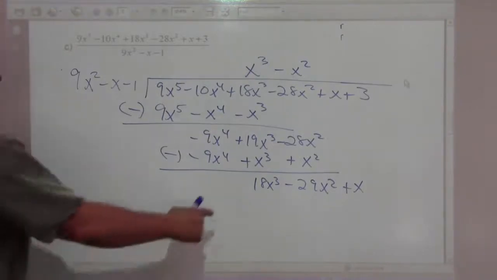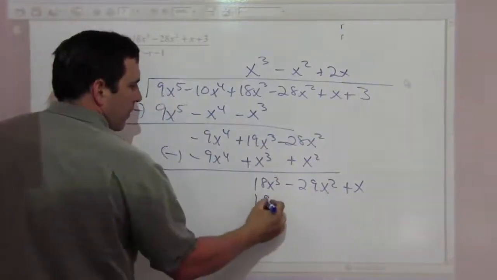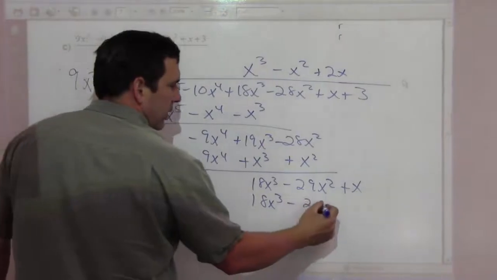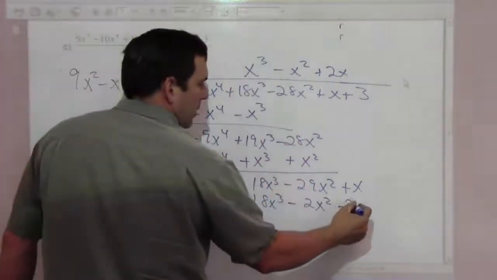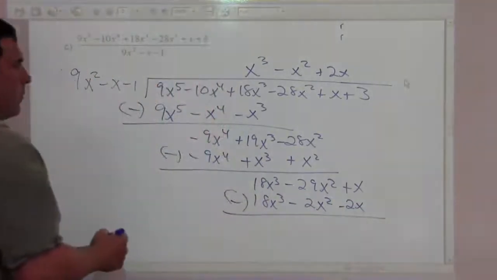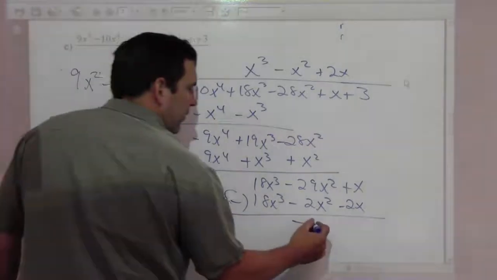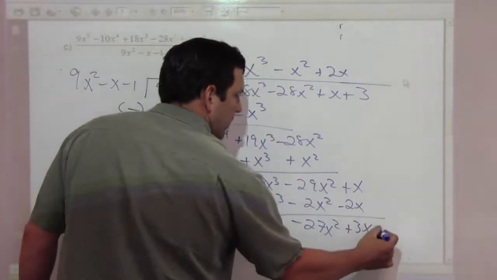9x squared times what is 18x cubed? Plus 2x. 2x times negative x is minus 2x squared. 2x times negative 1 is minus 2x. So I'm going to have negative 27x squared plus 3x plus 3.